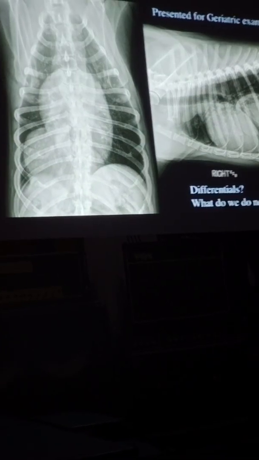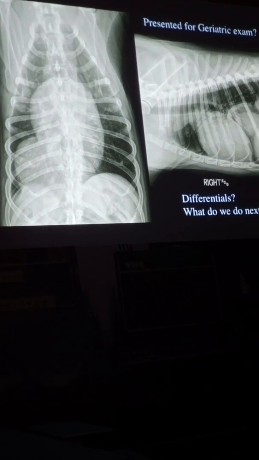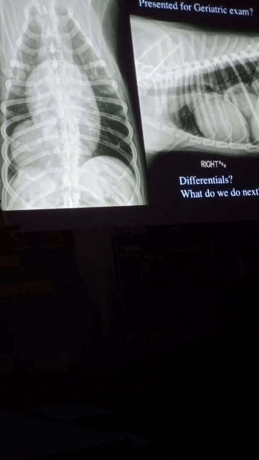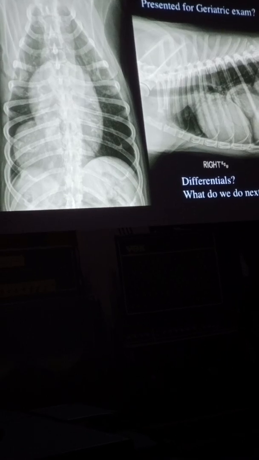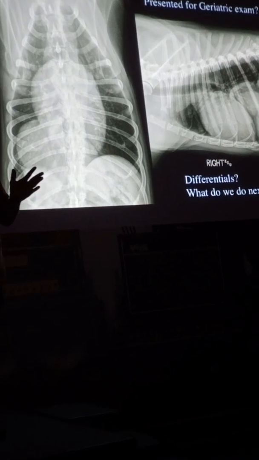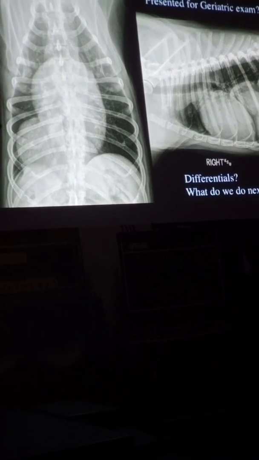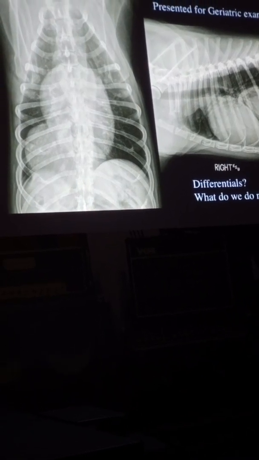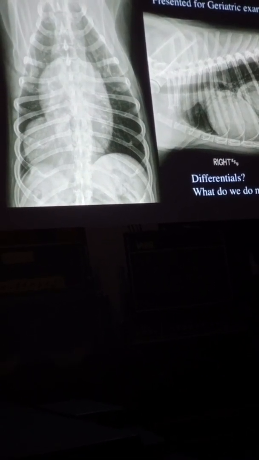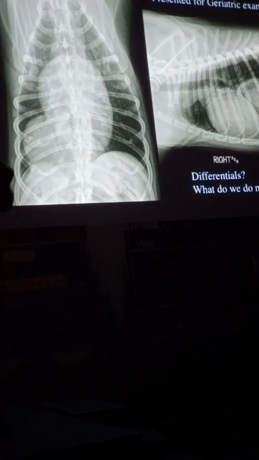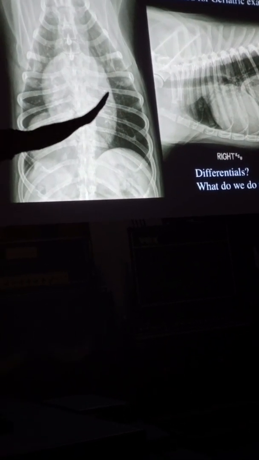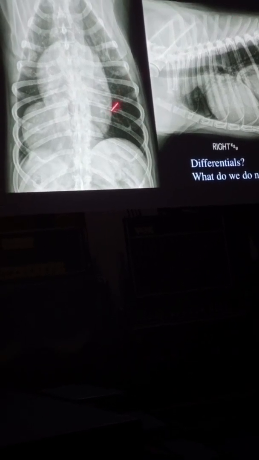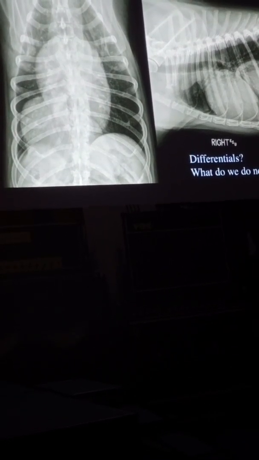All right. Presented for geriatric exam. This is an old dog, and we provide a geriatric exam for animals over 7 years of age. Thoracic radiographs are included. This is what we saw. This animal is clinically normal. I'm not even going to ask you if it's abnormal or normal, because everybody knows it's abnormal, right?